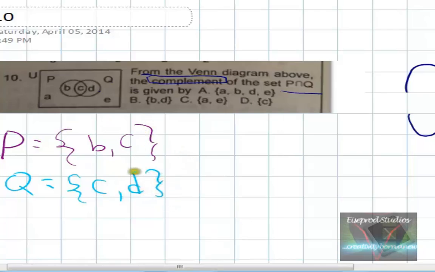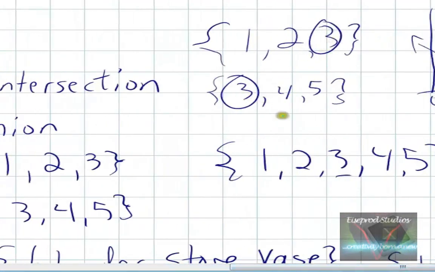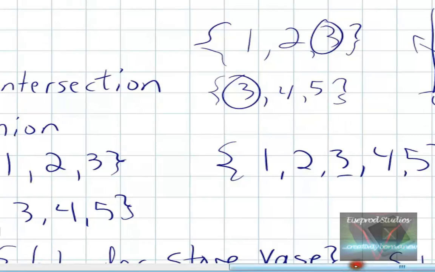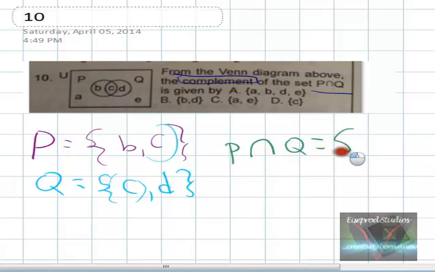What is the intersection of these two? Well, just like before up here, we looked at where they have a number in common, and we called that the intersection. We're going to do the same thing over here. Where do they have something in common? Well, only C. So P intersection Q is equal to C. That's it. C is by itself. It's its own set. So now we need to know what the complement of this is so that we can figure out the answer.